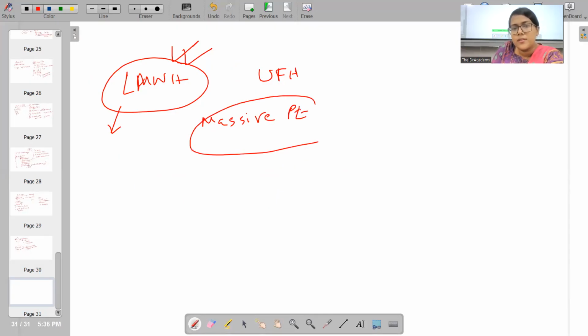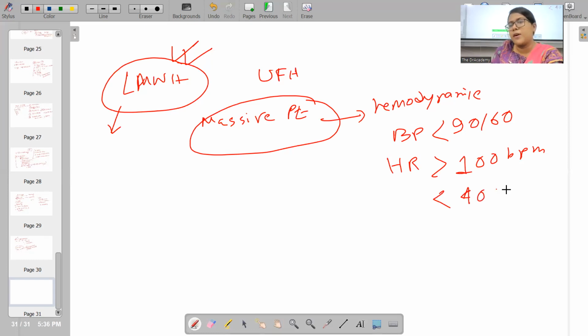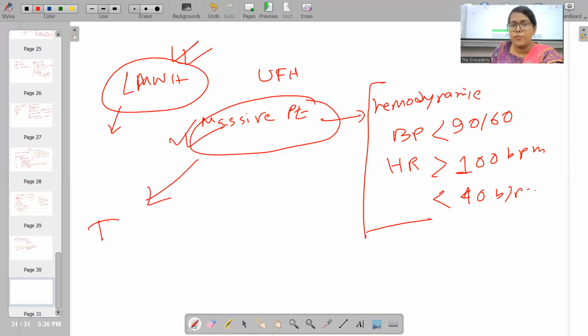So what does a massive pulmonary embolism mean? When there is hemodynamic compromise. That means if blood pressure is less than 90/60, and the heart rate is more than 100 beats per minute, or maybe even less than 40 beats per minute, then you can consider there is some form of hemodynamic instability. In case of a massive pulmonary embolism, the main modality of treatment is thrombolysis. Either chemical thrombolysis with thrombolytic agents, for example alteplase, tenecteplase, or tissue plasminogen activator, or even mechanical thrombectomy can be considered, okay?